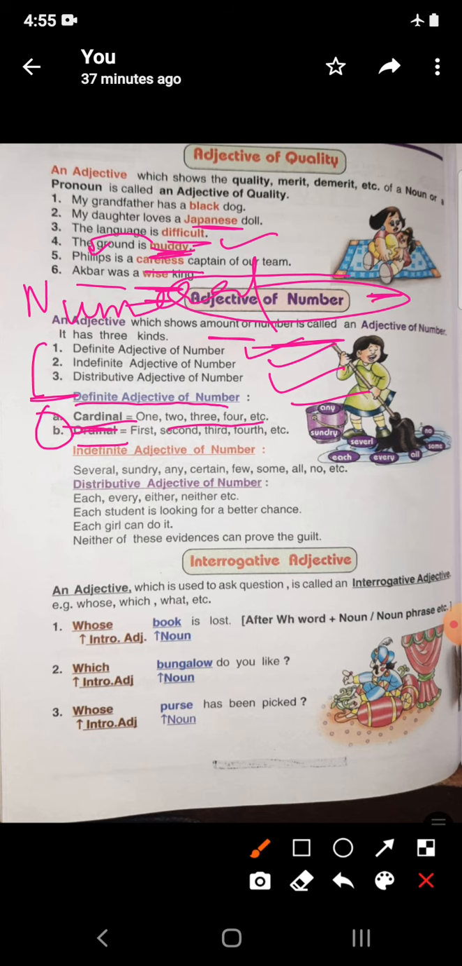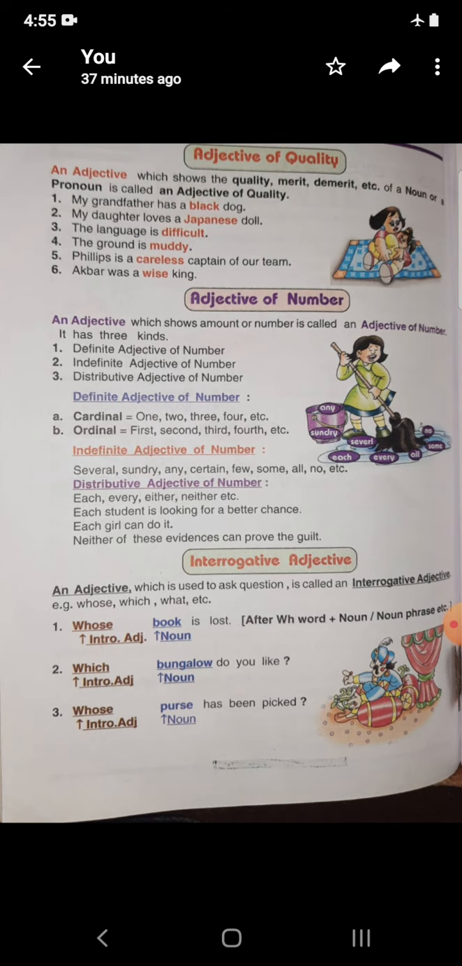Then next one is ordinal. And ordinal talks about the order. First, second, third, fourth, last, middle. So, yeh hame pata chalta hai order se. Kaun se order mein? Pehla, dusra, aakhri. So, ordinal adjectives of number mein hame aate hain words like first, second, third, fourth.